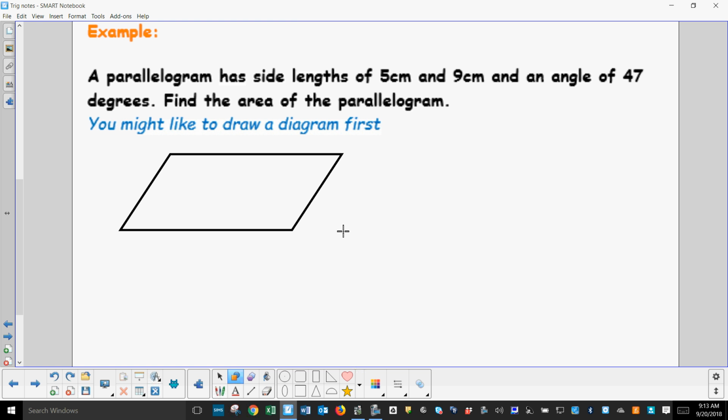Parallelogram. We've got side lengths 5 and 9. And an angle of 47. Is this the one, 47? No. It's the acute one. So if you happen to be asked to draw a diagram and that was worth a mark, just make sure you put the angle in the one that makes sense. In the acute area, if it's an acute angle.